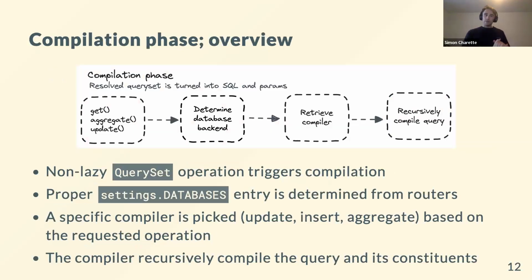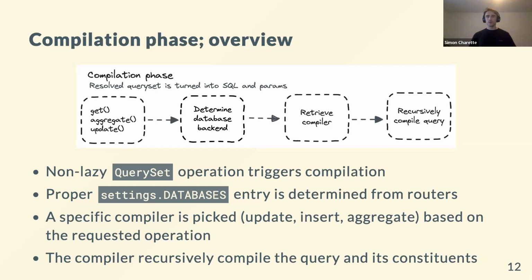So we looked at the resolving phase. What comes next is the compilation phase. A compilation phase, if you want to summarize it, you take a resolvable and you get back a string representing SQL and parameters. That's what it does. So you start from a query object and you turn it back into a string of SQL and params. This phase is triggered by any non-lazy query set operation. So any operation that would not return a query set.